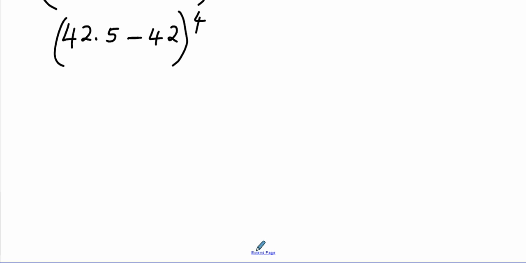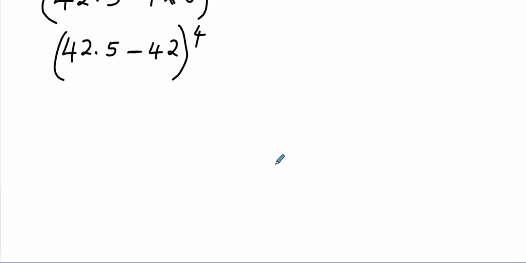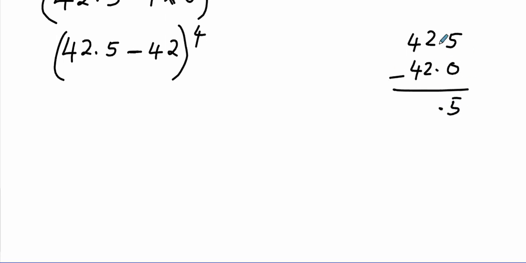Let us proceed. Now, still we are inside the brackets. You do 42.5 minus 42. That is the same as 42.0. When you subtract that, you are getting 0.5. So you see that 42.5 minus 42, the answer is 0.5. Now, so we are done with the brackets. Now to the power of 4.